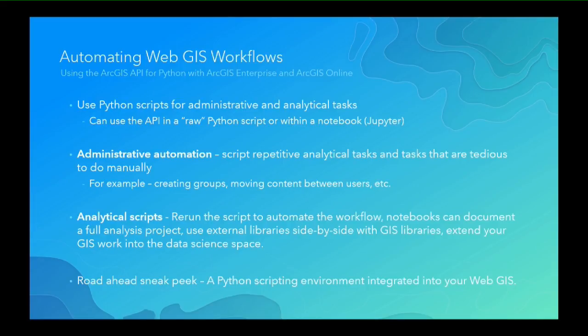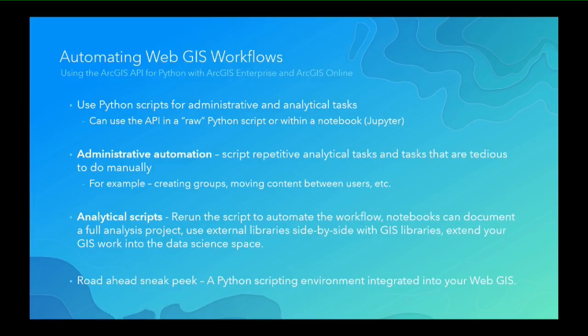The main uses, and really the only uses we see people using the ArcGIS API for Python, is one of two categories: administrative automation or analytical scripts. So with the administrative, this is the ability for you to script repetitive administrative tasks that are tedious to do manually. So this could be things like creating groups, moving content, any of those things where to do it by hand would just feel like it takes forever.